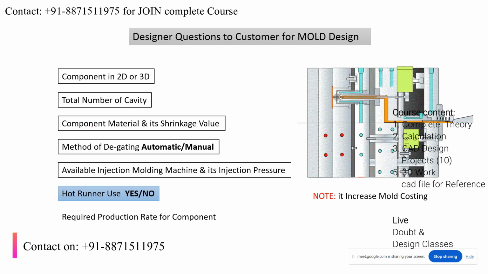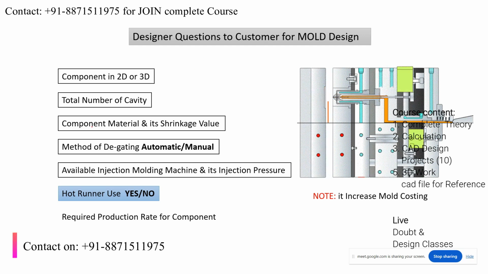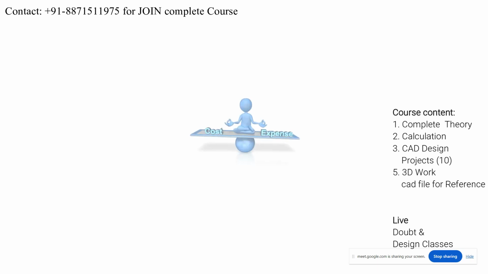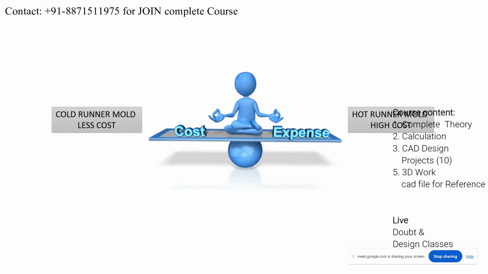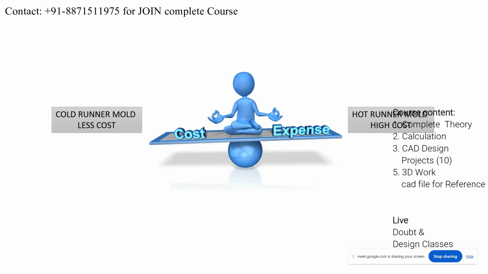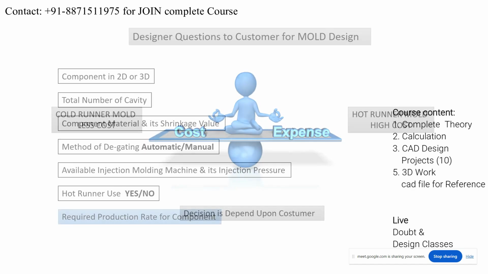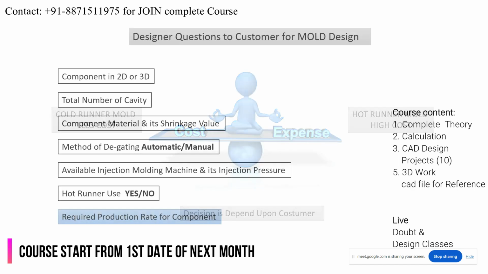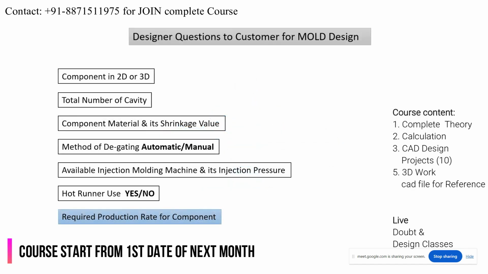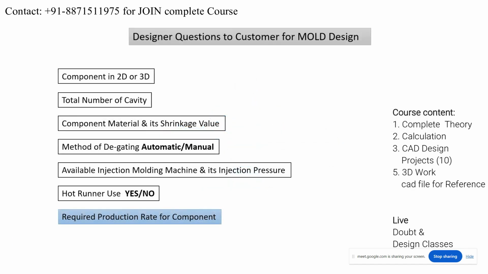So it will produce only the component, right? So the decision of the hot runner or the cold runner depends upon the customer. And a cold runner mold, as I told you, will be less cost, and a hot runner mold will be high cost. Is it clear? Acha, one more point, which is the last point: the required production rate of the component. Acha, what is the importance of this point?